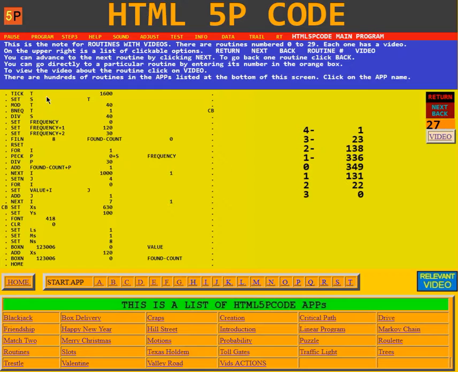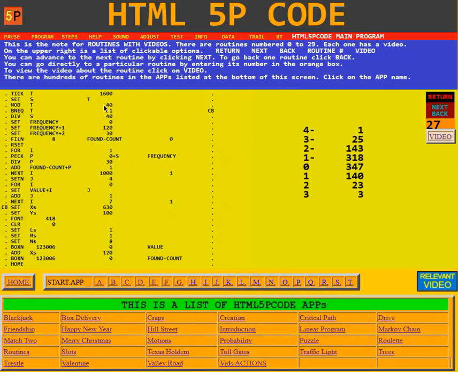It first uses the tick action to set the value of t between 0 and 1599. It's going to keep going between them over time from 0 to 1599. Then it sets the value of s to that t value. So it's going to go between 0 and 1599.